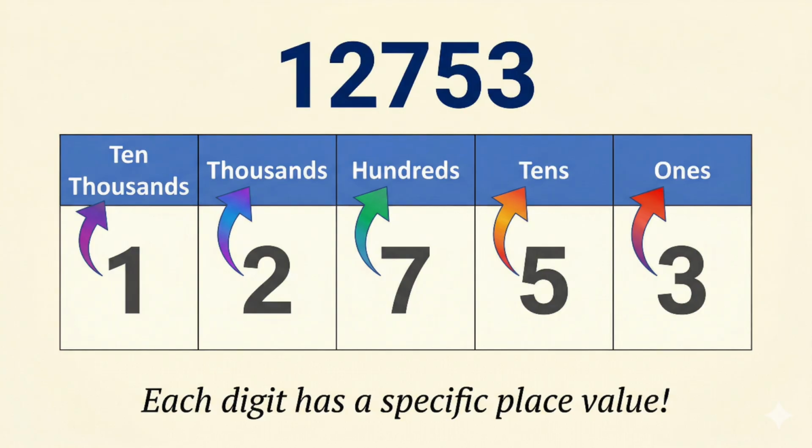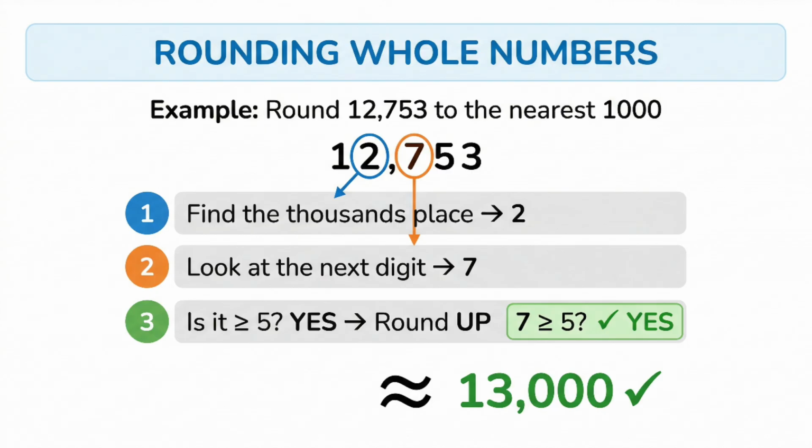Let's start with a super quick recap. The number 12,753 has 5 digits. The 3 is in the ones place, 5 in the tens, 7 in the hundreds, 2 in the thousands, and 1 in the 10,000s. You learned this in primary school, but we need it fresh in your mind for what comes next. Let's round 12,753 to the nearest thousand.